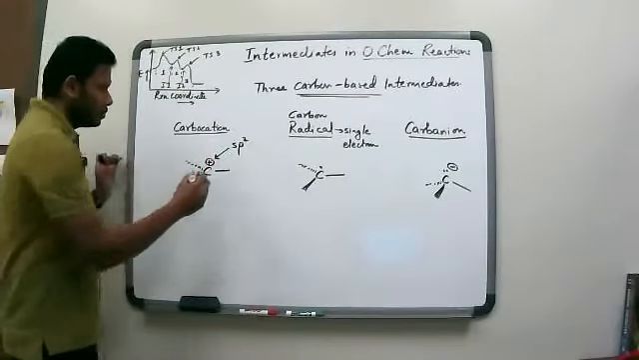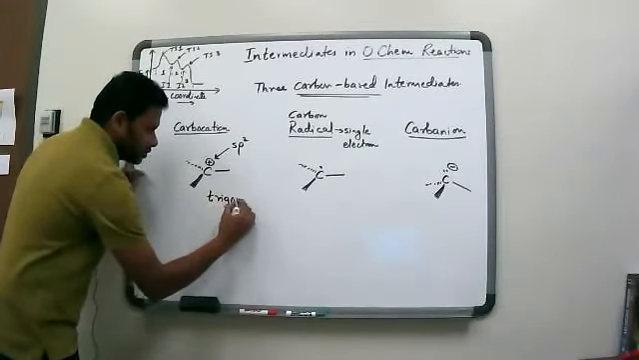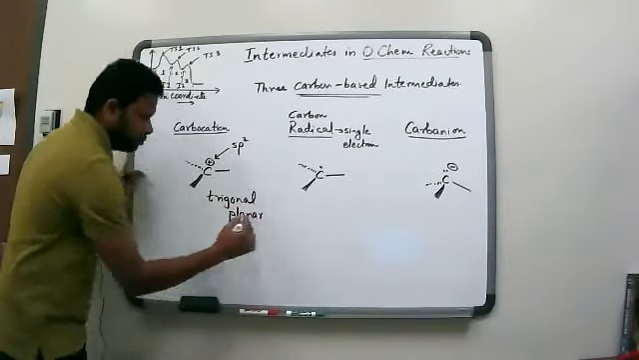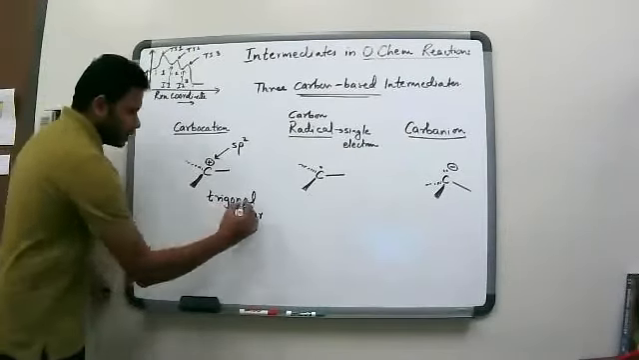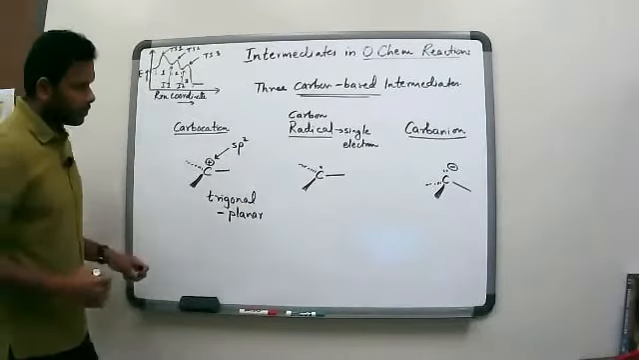And sp2 hybridized means that this structure should be trigonal planar. So essentially I've drawn it in a trigonal planar geometry. That's what I'm representing here.